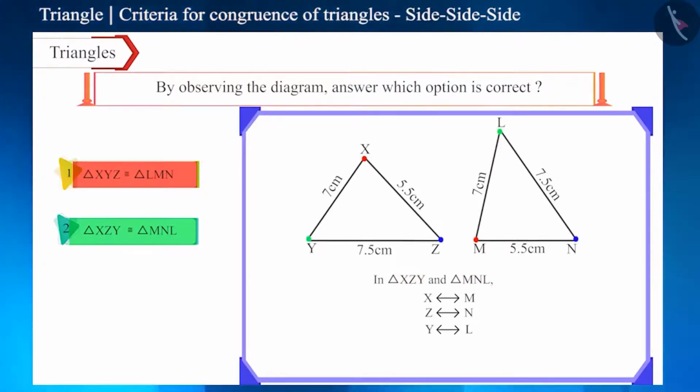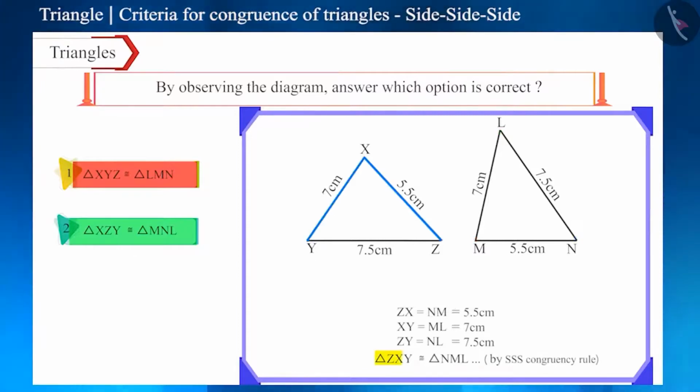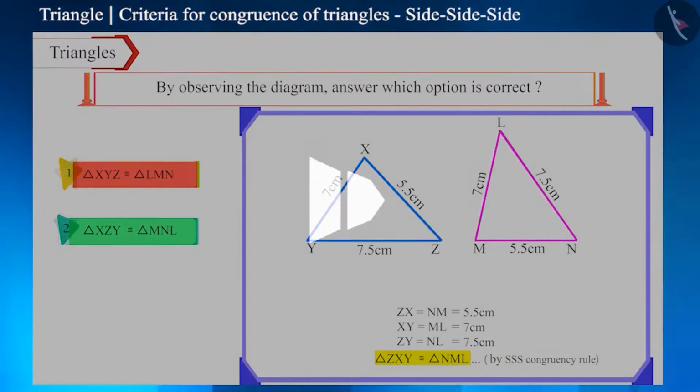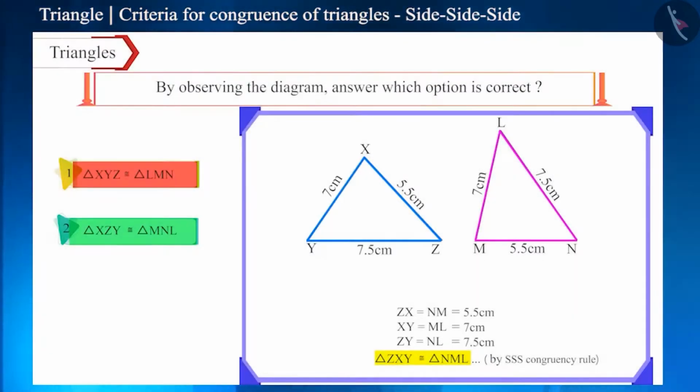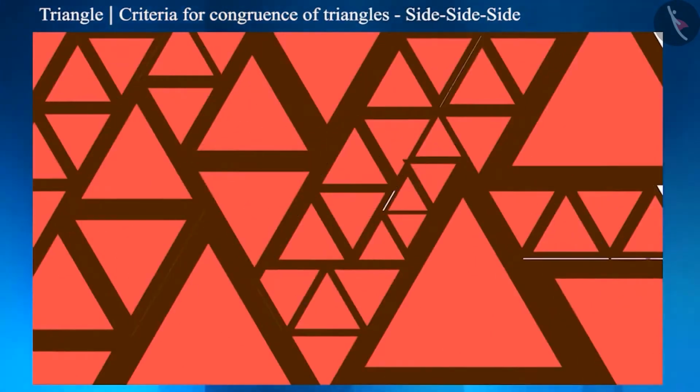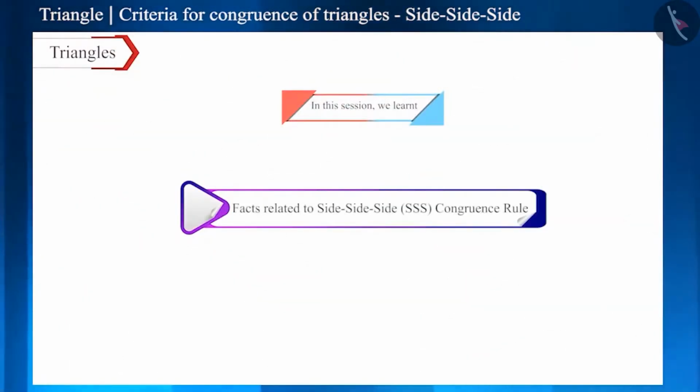We can write similar names for these triangles, which we can call congruent. For example, triangle ZXY is congruent to triangle NML. We can write more names like this. You may pause the video and try to write more names. That's it for today's session. Today we discussed some facts related to the side-side-side criteria SSS congruence rule. Let's meet in the next video.